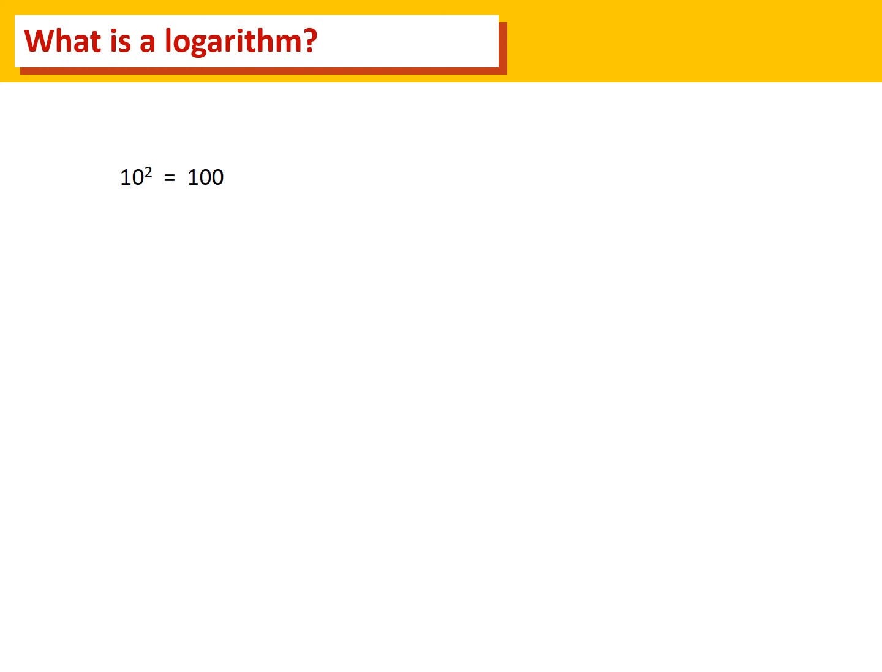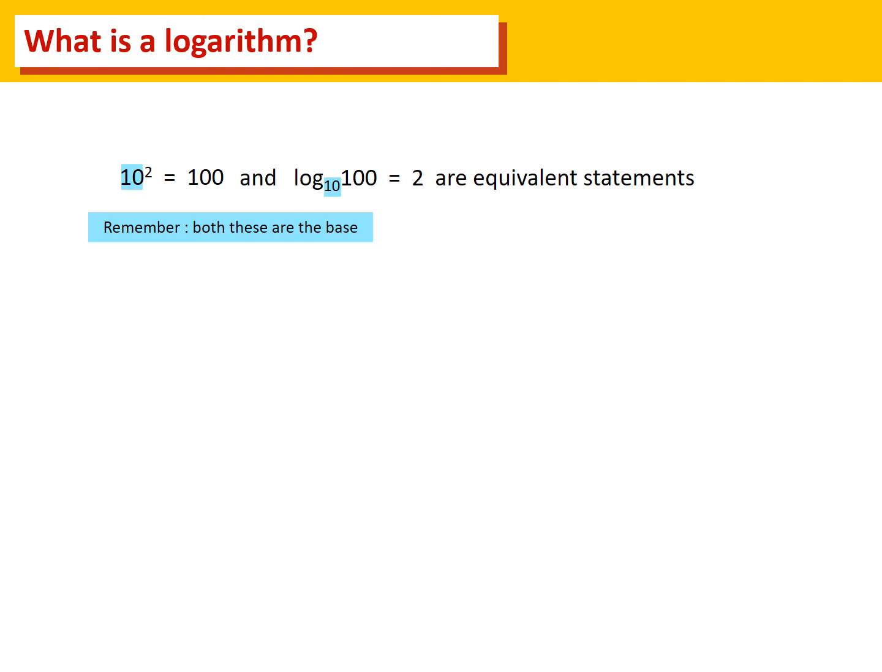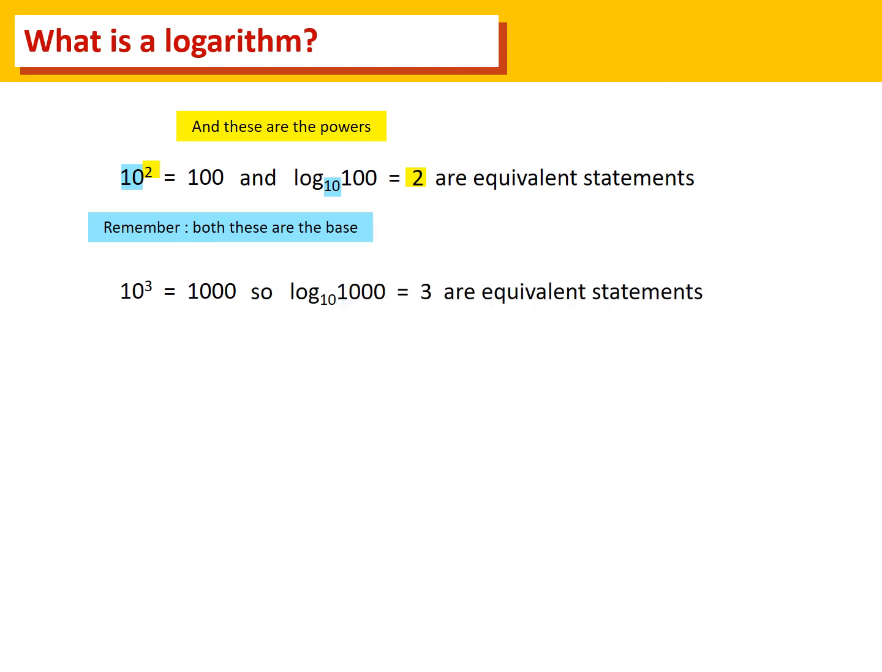So 10 squared equals 100 and log to base 10 of 100 equals 2 are equivalent statements. These are the bases and these are the powers. Therefore, what's the equivalent statement to 10 cubed equals 1,000? Think, what's the base, what's the power, and the equivalent statement is that log to base 10 of 1,000 equals 3.